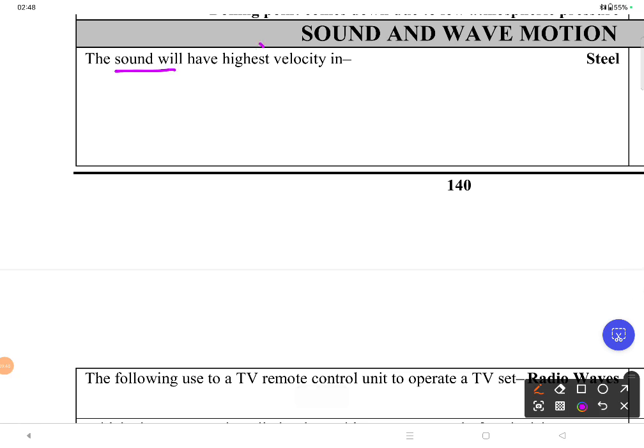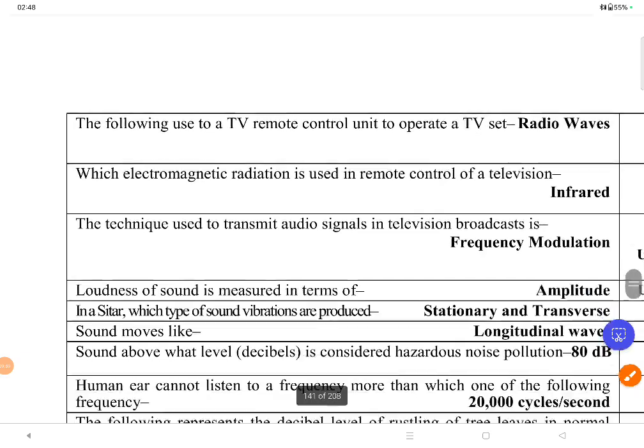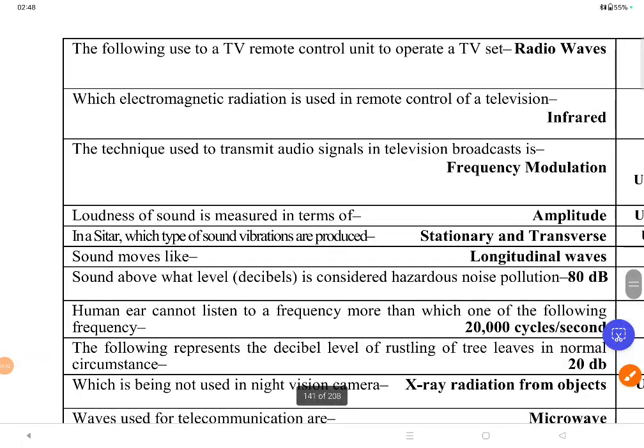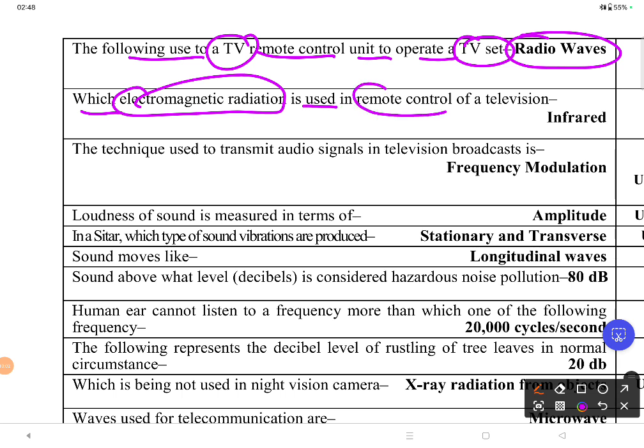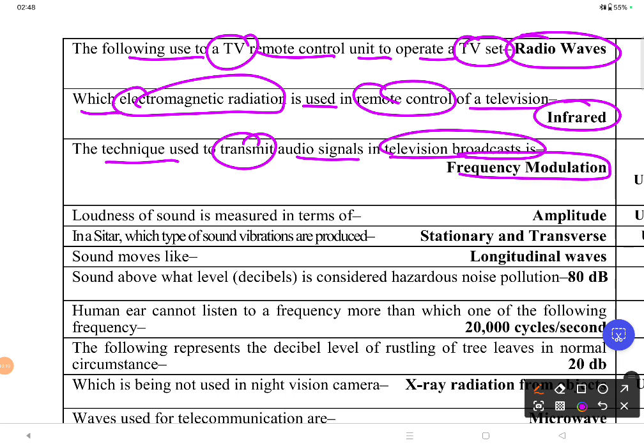The sound will have highest velocity in steel. Which of the following is used in a TV remote control unit to operate a TV set: radio waves? Which electromagnetic radiation is used in remote control of a television? Infrared. The technique used to transmit audio signals in television broadcast is frequency modulation. Loudness of sound is measured in terms of amplitude.